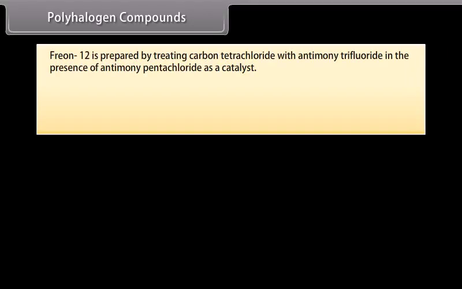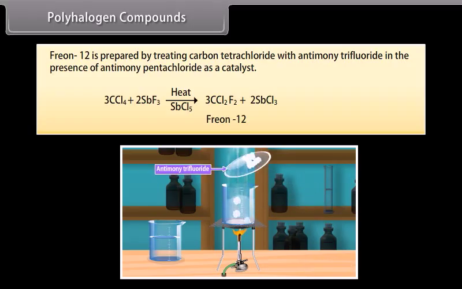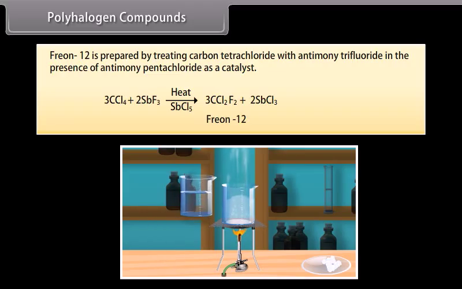Freon 12 is prepared by treating carbon tetrachloride with antimony trifluoride in the presence of antimony pentachloride as a catalyst. In a carbon tetrachloride solution, mix some antimony trifluoride in the presence of antimony pentachloride and then Freon 12 is produced along with antimony trichloride.